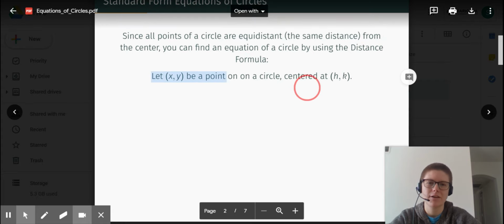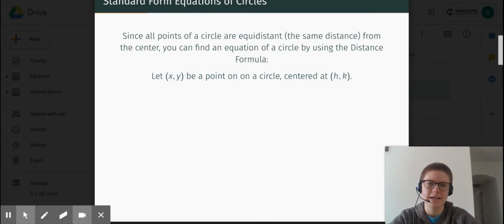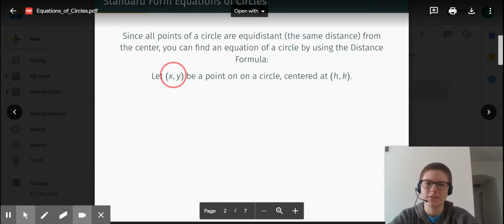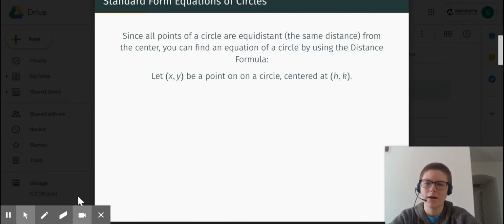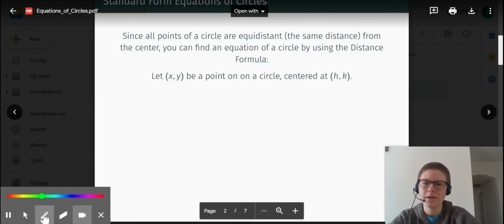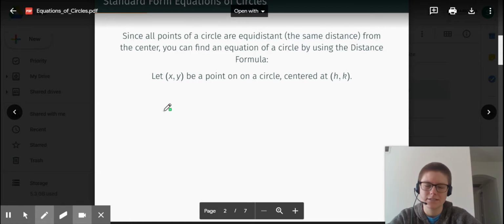If we have a circle centered at the point (h, k) with (x, y) a point on that circle, the distance from the center to a point on the circle is the radius. Radius r. That still doesn't look good, but at least I tried.